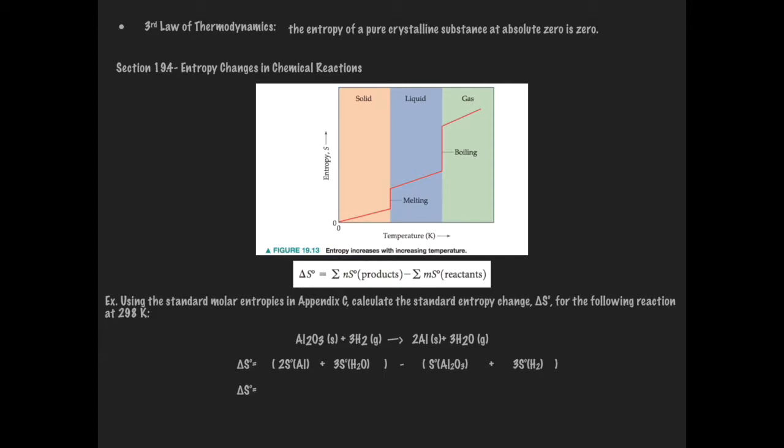Okay, and so when you look those up in Appendix C, it's going to be 2 times 28.32 plus 3 times 188.83 minus 51.00 plus 3 times 130.58. And so what you should end up getting for the standard entropy change is 180.39. Notice the units. It's joules per Kelvin. The units for standard entropy are joules per mole Kelvin, but because you multiplied by the coefficients, which represent the number of moles, the final units are just going to be joules per Kelvin.